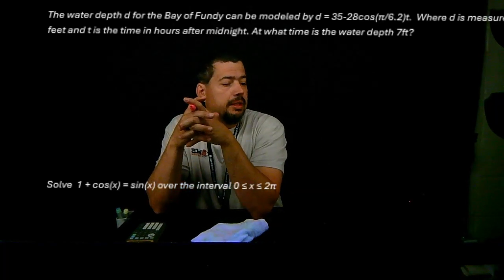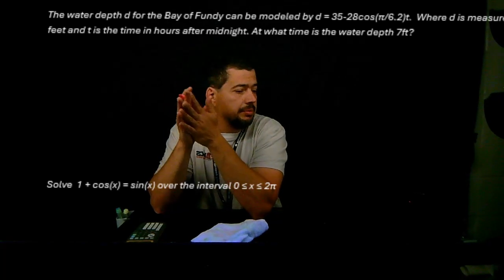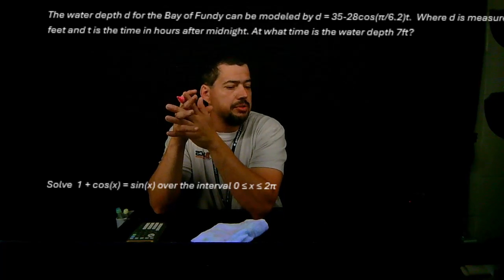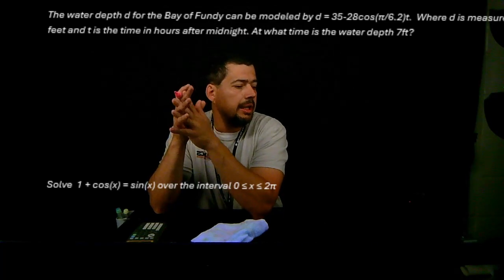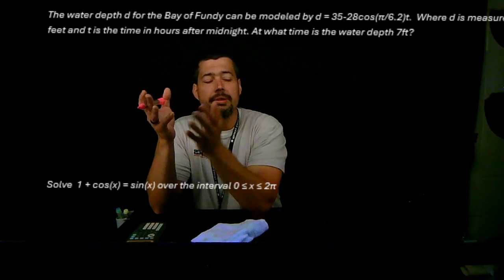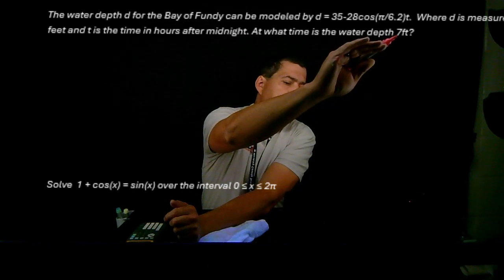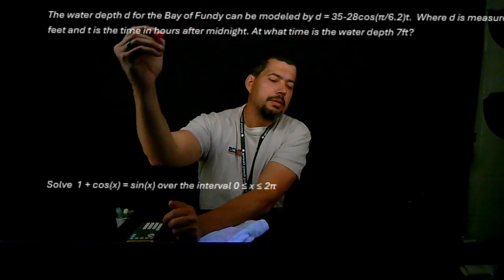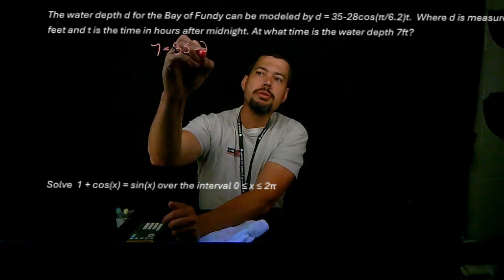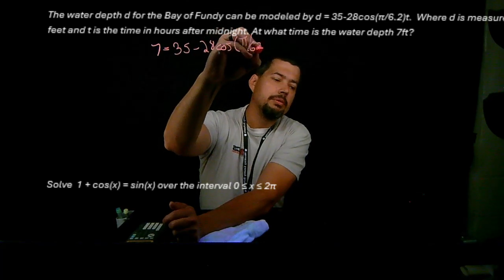The water depth D for the Bay of Fundy, which I have no idea where that is, can be modeled by depth equals 35 minus 28 cosines of pi over 6.2 times t, where D is measured in feet and t is the time in hours after midnight. At what time is the water depth 7 foot? So first things first is where you're going to put the 7. You're going to put that 7 in for D. So we're going to write 7 equals 35 minus 28 cosines of pi over 6.2 times t.